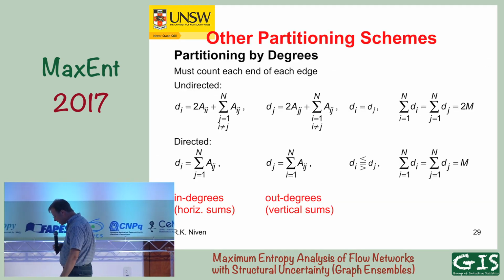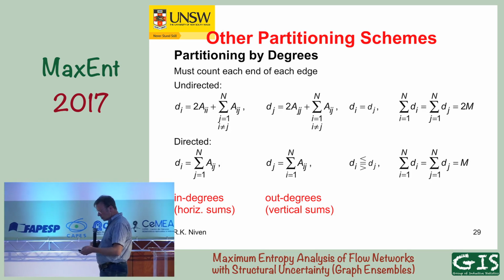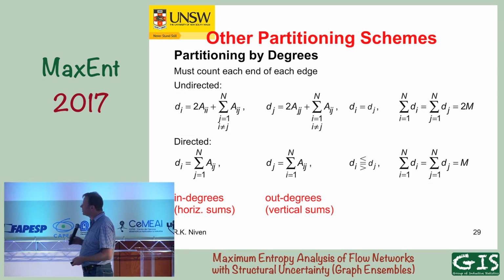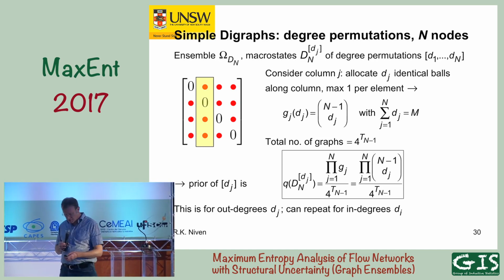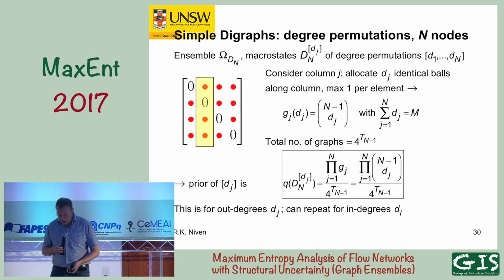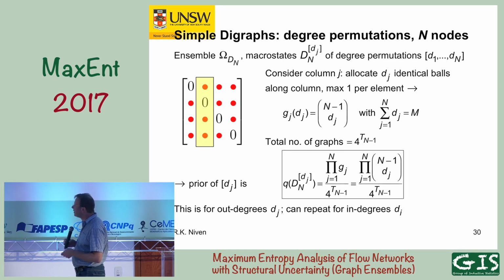We can also partition by degrees, and this is certainly something that the physicists are very interested in. And you can consider in degrees and out degrees for directed graphs, or both of the same for undirected graph structures. And as just some examples, here's an allocation scheme now. What you've got is you're allocating elements vertically to a column. So I'm considering out degrees here. So the degree of this node is going to be the sum, a vertical sum down here.